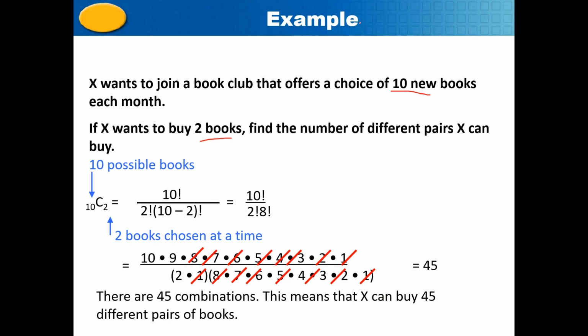So this is the simple definition and example of permutation and combinations.